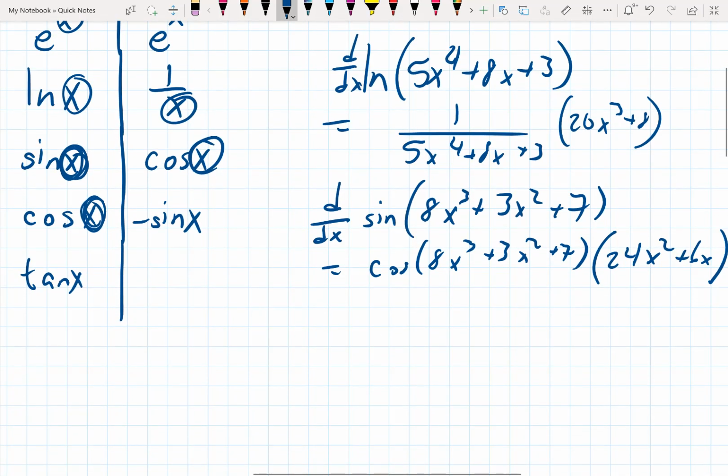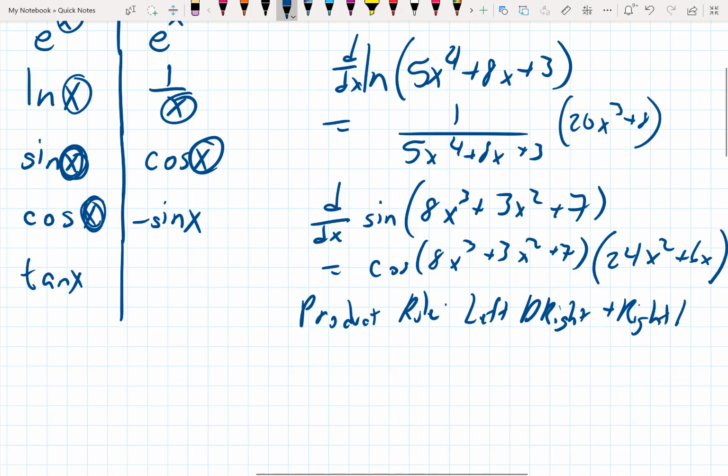So when I do product rule, I forgot what order you like it in, but when I do product rule for these videos, I'm going to do left d right plus right d left, meaning take the left as it is, times the derivative of the right, plus the right as it is, times the derivative of the left. You have a lot of options for the order that you do that. So if you do it in a different order, as long as we get the same answer, you're okay.